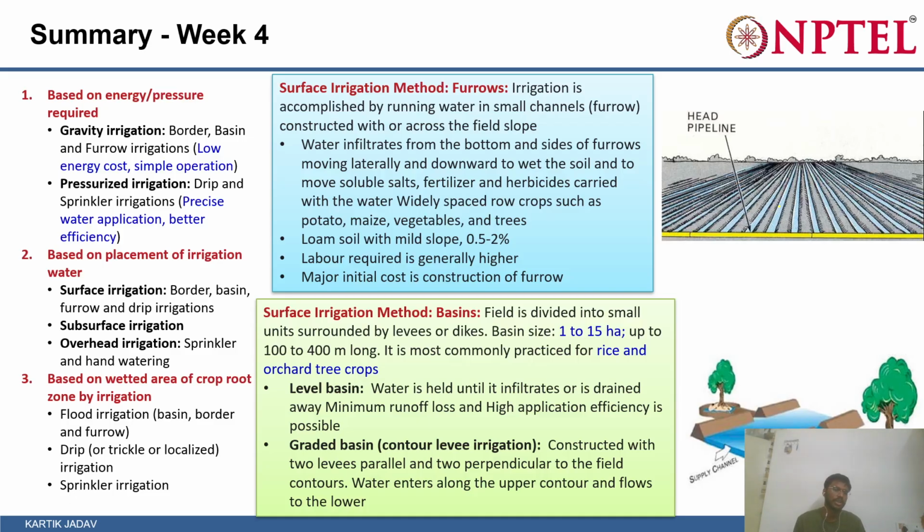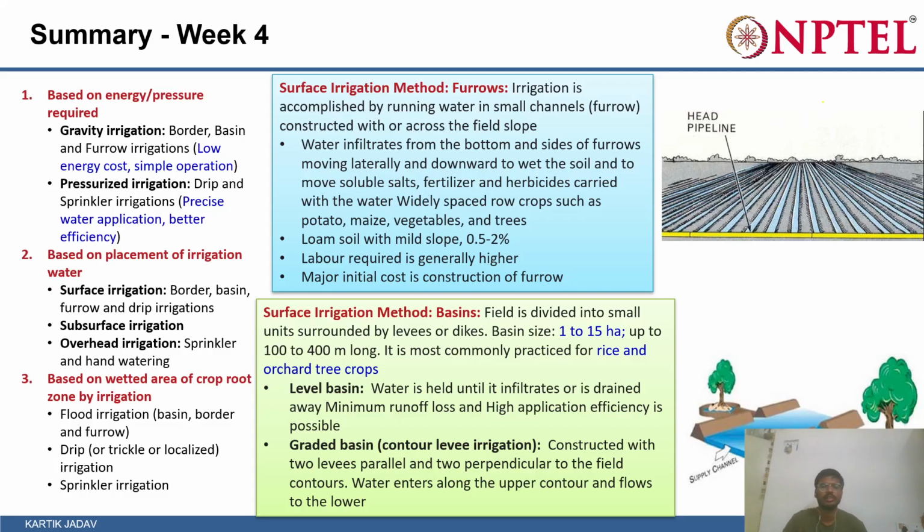The second is based on placement of irrigation water, with three categories: surface irrigation, subsurface irrigation, and overhead irrigation. Surface irrigation includes border, basin, furrow, and drip irrigation. Subsurface irrigation includes the subsurface drip irrigation system or other methods. Overhead irrigation includes sprinkler irrigation and hand watering. The third is based on the wetted area of the crop root zone, so you have flood irrigation, drip irrigation, and sprinkler irrigation.